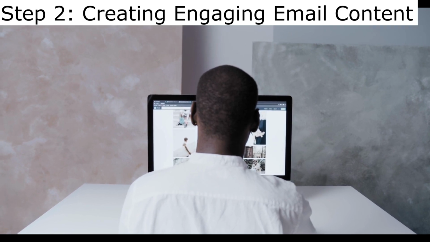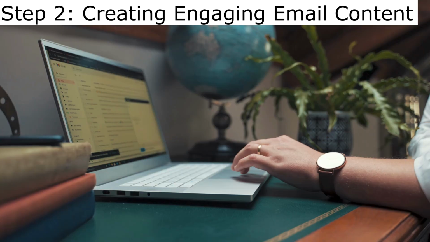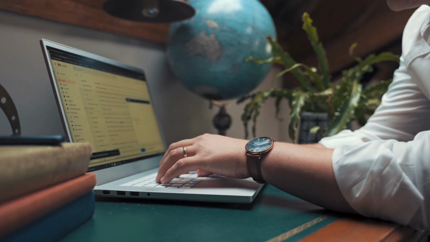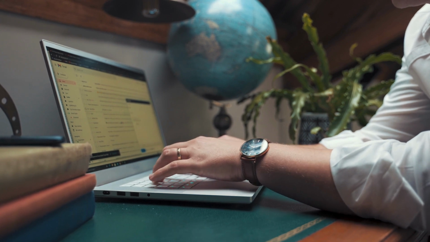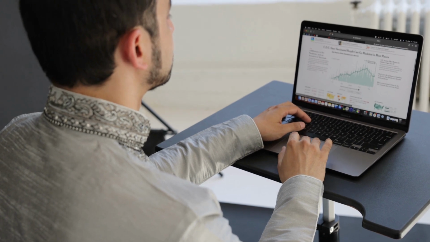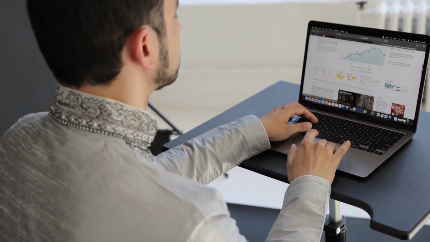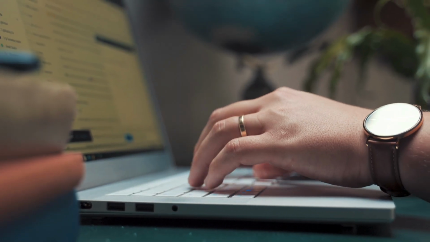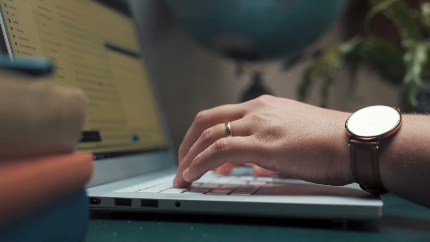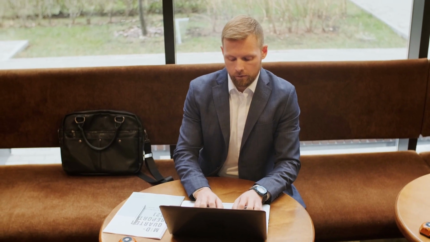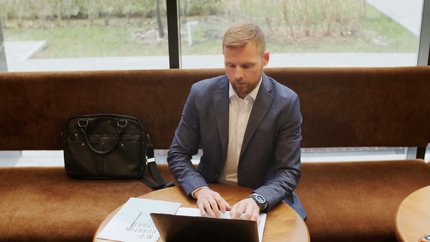Step 2. Creating engaging email content. Now that you have your list, let's talk about the emails themselves. There are different types, like newsletters, promotional emails, and reminders. Craft catchy subject lines and pre-header text to grab attention. Make your content useful and enjoyable to read. Use images, good formatting, and include clear calls to action so your readers know what to do next.